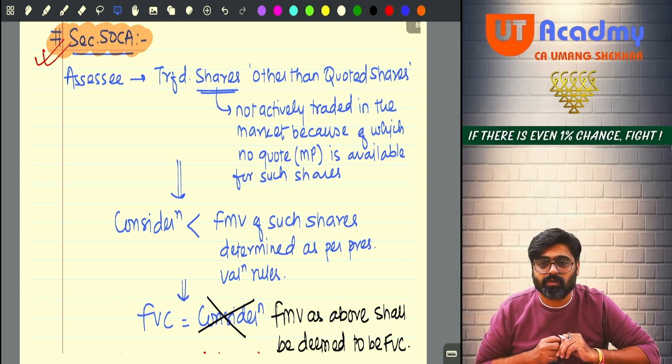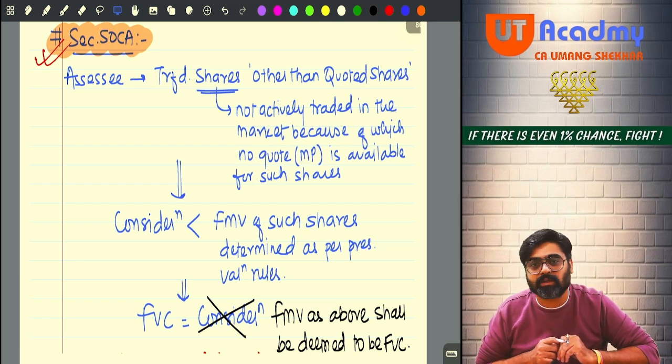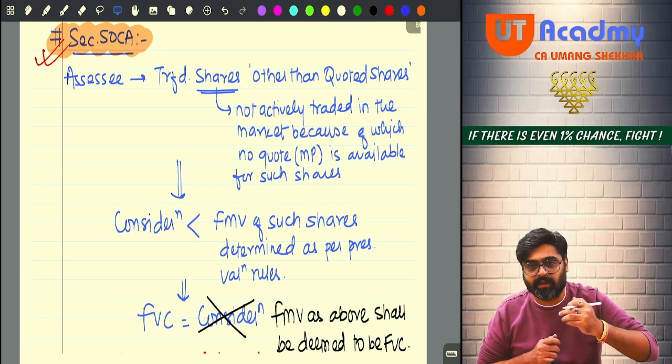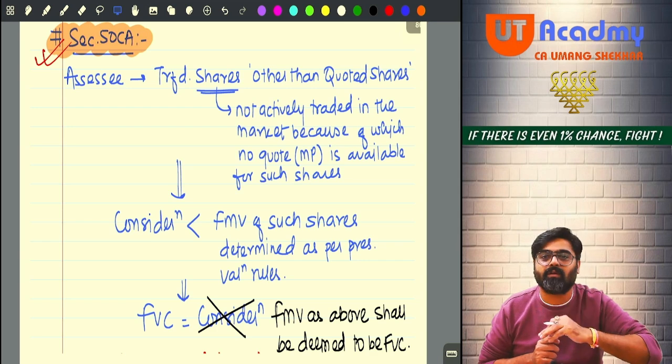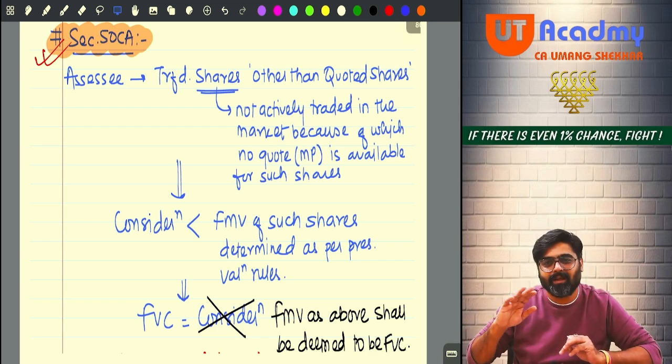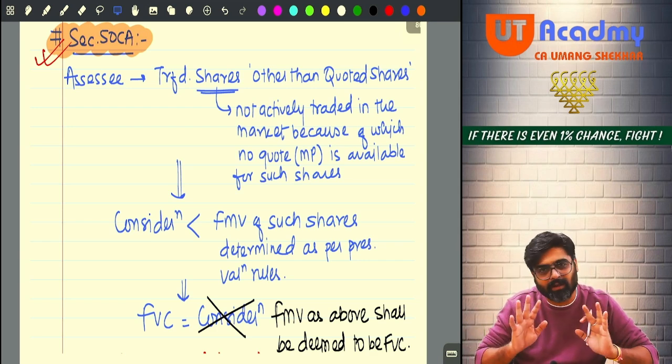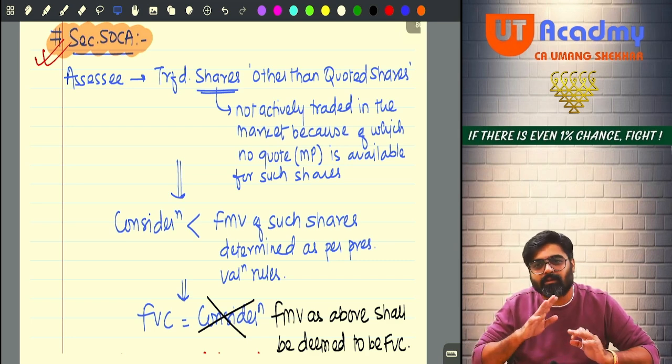So to catch you from doing such activities, offering a lower price as taxable income for the transfer of such shares, Section 50CA came. It came only 4-5 years back. Prior to that, the assessees used to fool the department for many years.